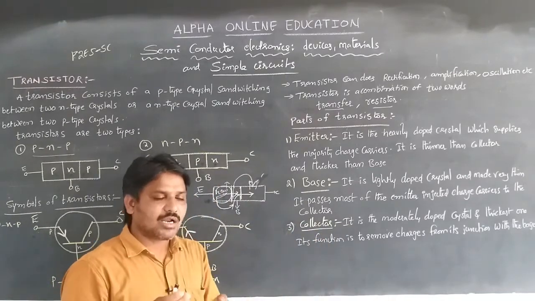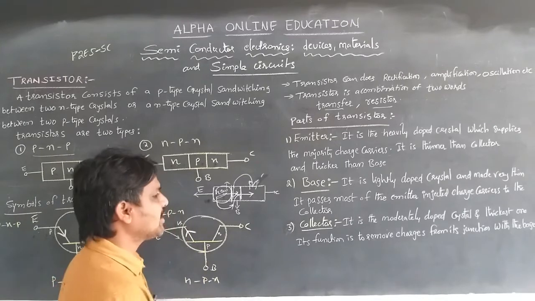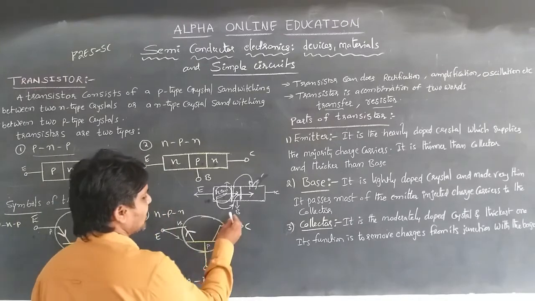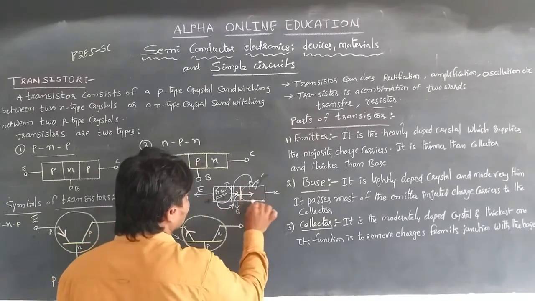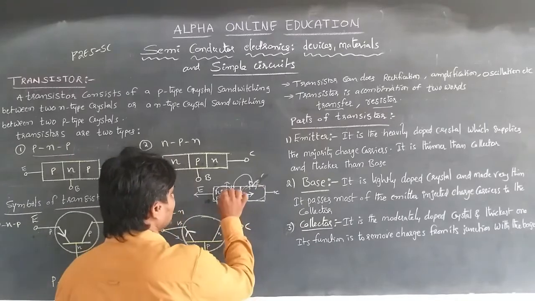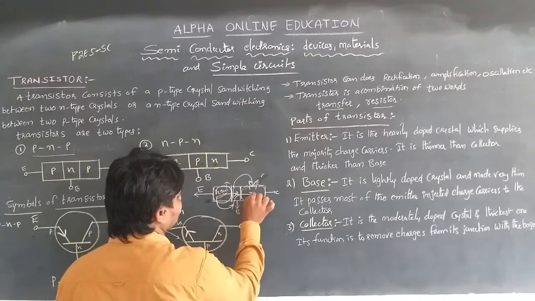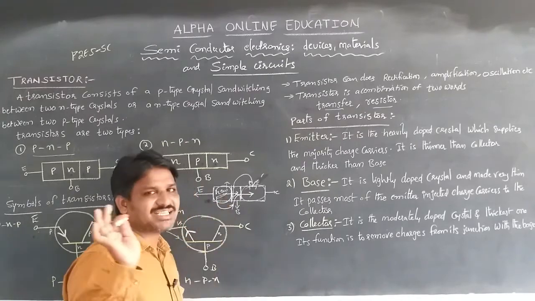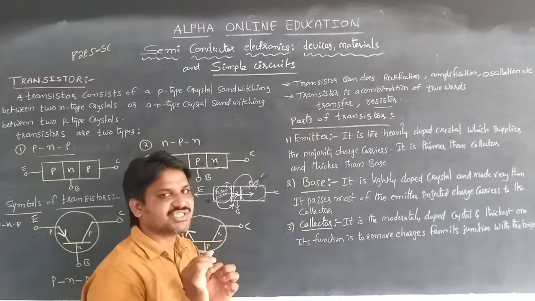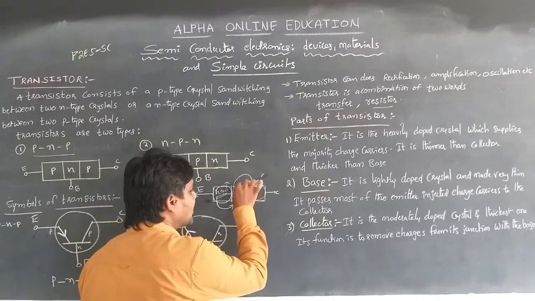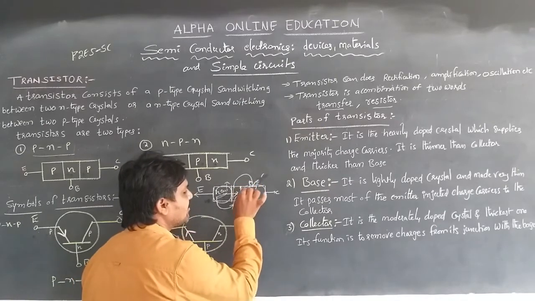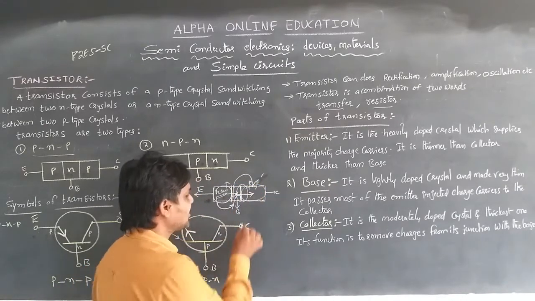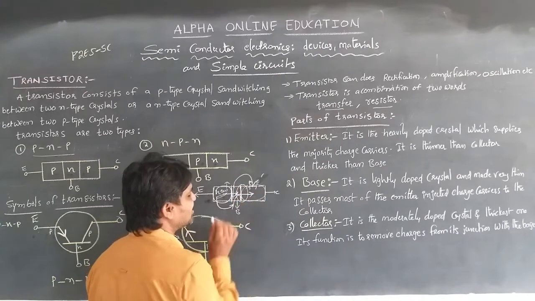It normally means a moderately doped crystal, thicker than the others. This is the thickest one. So its function is to remove the charges at the junction, meaning the collector base junction.